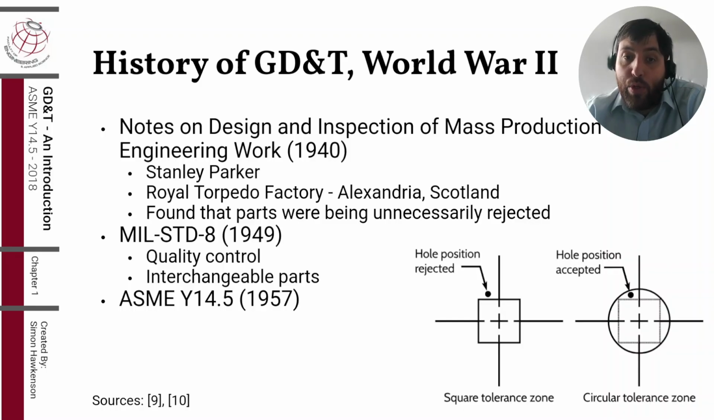Some of these failures were due to poor quality control, where parts would fail while being used on, let's say, the front line. Other issues were that parts weren't designed to be interchangeable, making equipment repairs in the field a lot more difficult. Eventually, in 1957, the Association of Mechanical Engineers, so ASME, published the Y14.5 standard. This became the new unified standard in North America for geometric dimensioning and tolerancing for much more than just military use.